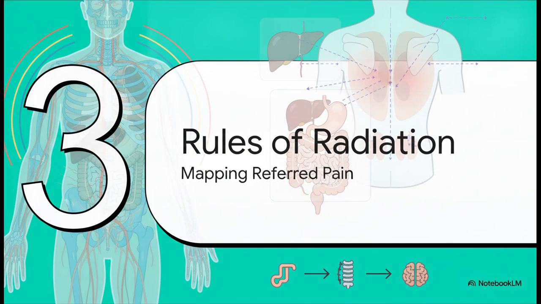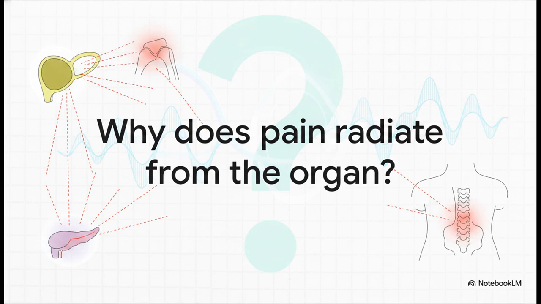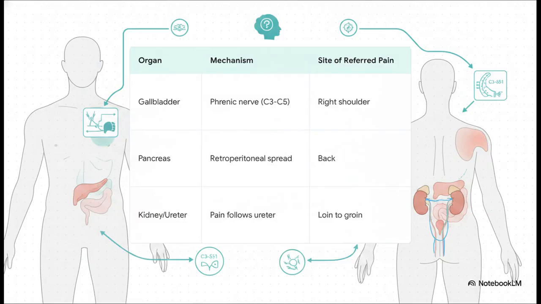Next up is Section 3, Rules of Radiation. You've probably heard about patients feeling pain in their shoulder when their gallbladder is acting up, or pain shooting into their back when their pancreas is inflamed. But why exactly does pain radiate so far away from the diseased organ? The secret here is shared spinal cord segments. It's basically crossed wires in the nervous system.